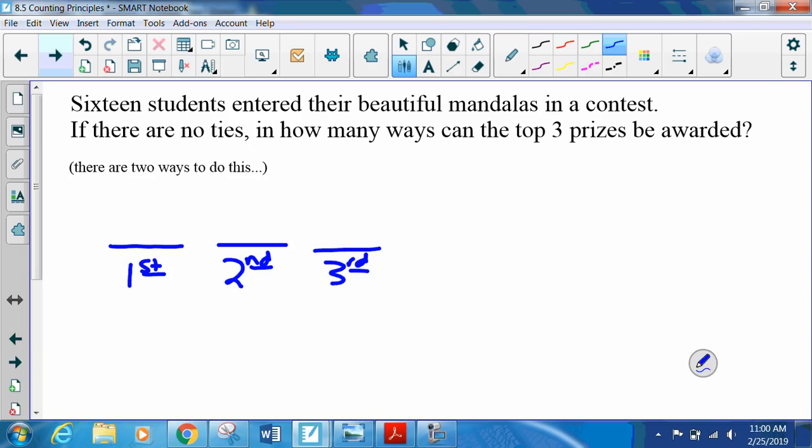And we say, okay, well, how many ways can we choose the most beautiful mandala? Well, there's 16 to choose from. So when we're looking at all 16 to choose first place, well, we have 16 ways to choose, right? There's 16 options in front of us to choose from. But then we picked one, right? One of them got first place prize. So now we're only looking at 15. So to choose second place, we're only looking at 15 mandalas in front of us for second place.